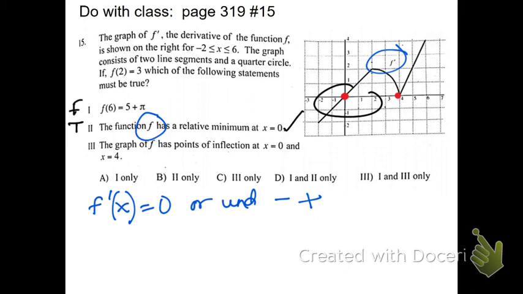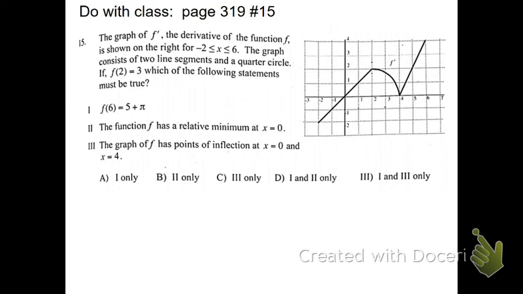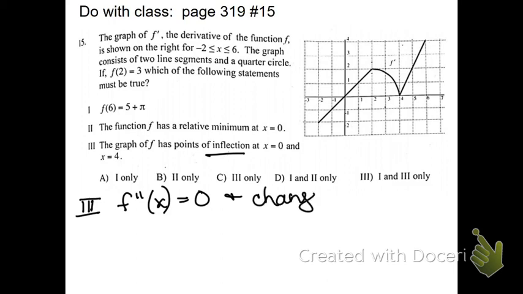Okay? Now the last part, Roman numeral 3. Hit pause again. Okay, part 3. Inflection point, that means the second derivative changes signs, which implies it's 0 in between, but it has to change signs. You've got to write that if this was an AP question that was free response. All right, so we need the second derivative at 0 and 4.